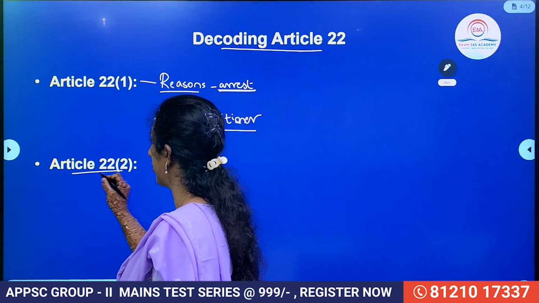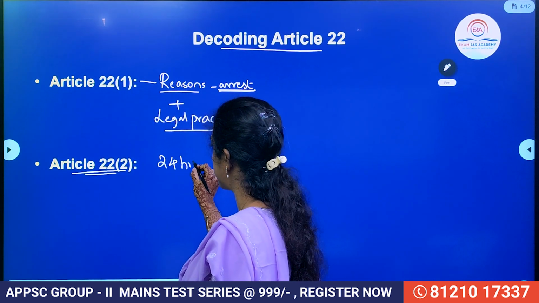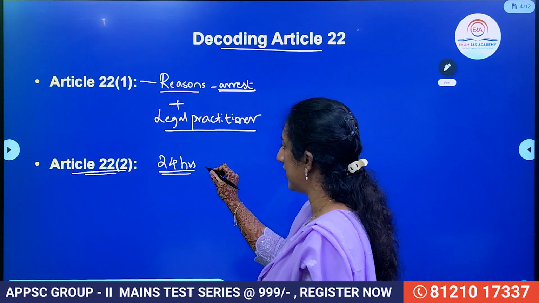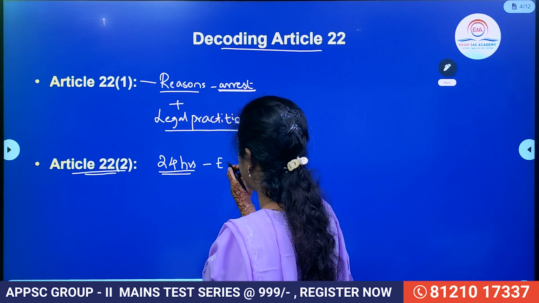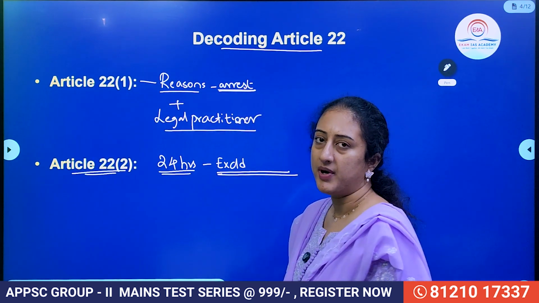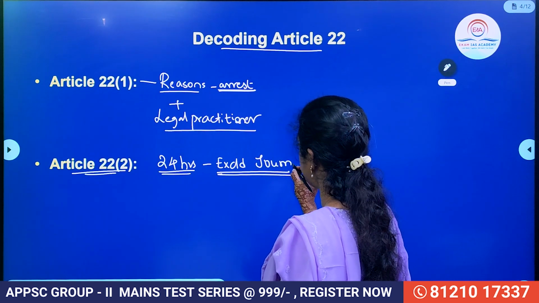Then Article 22 Clause 2 says the arrested person has to be produced before a magistrate within 24 hours of arrest. Right? This 24 hours of arrest excludes journey time. So the person has to be produced before the magistrate within 24 hours, excluding journey time.